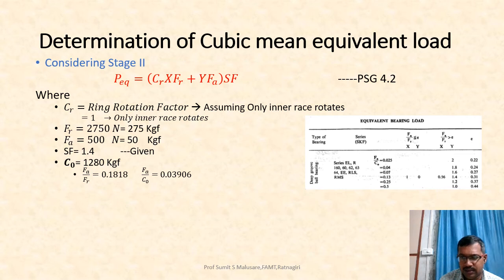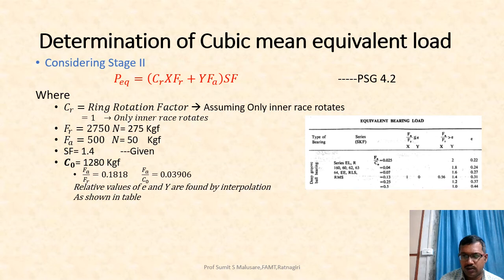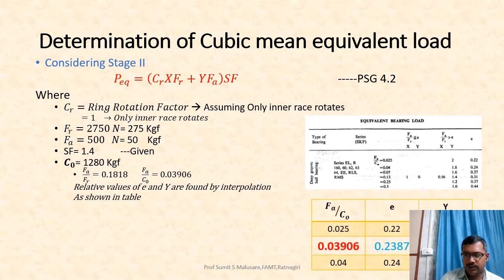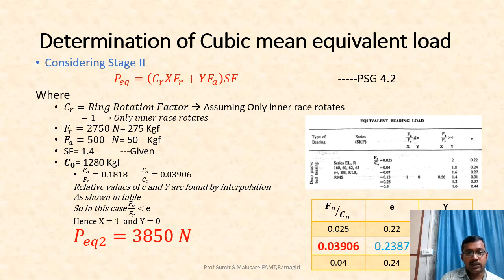Okay, again, 0.03906 is in between 0.025 and 0.04. So again I have to go for interpolation. By interpolation, I will get the value of E as 0.2387. If you compare, FA by FR is 0.1818 and E comes out to be 0.2387. It means that FA by FR is less than the value of E, so X is equal to 1, Y is equal to 0. So the corresponding value of P equivalent comes out to be 3850 newtons.